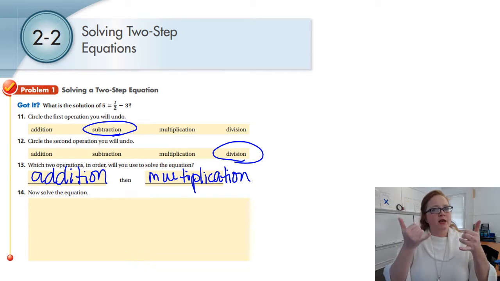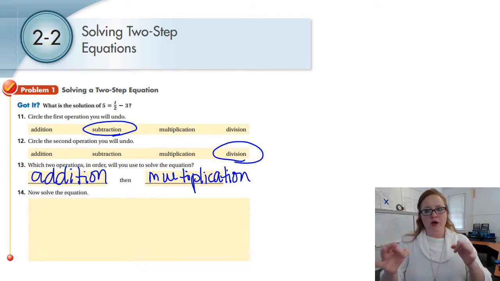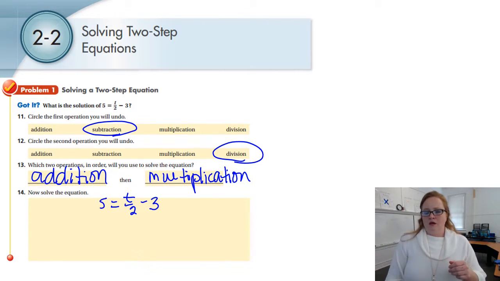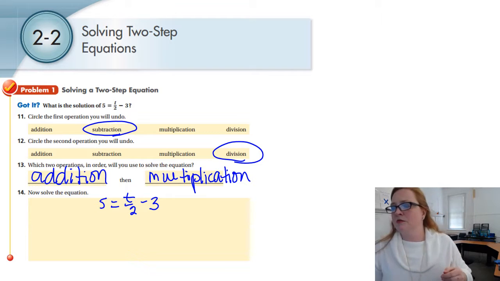Number 14, now we will solve the equation. Undo subtraction first, opposite is addition.